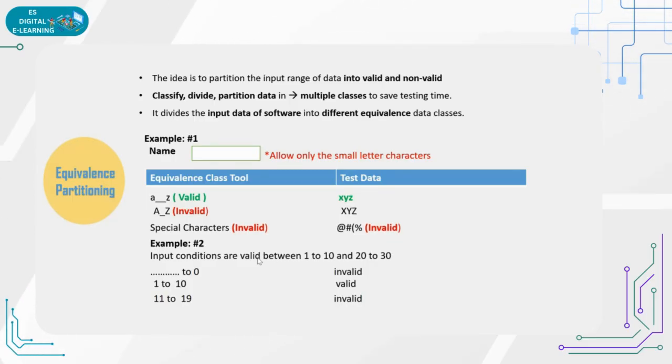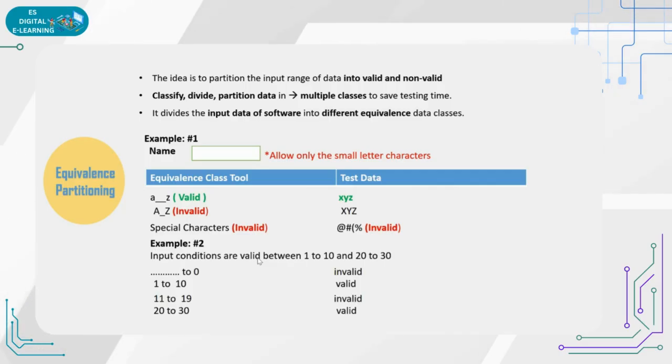Up to 10 it is valid. The next number is 11, so 11 to 19 is invalid because 20 to 30 is considered valid. So 20 to 30 is a valid range. Whatever the number, we need to make it valid or invalid. It's clear, right? Like this, we make equivalence partitioning.